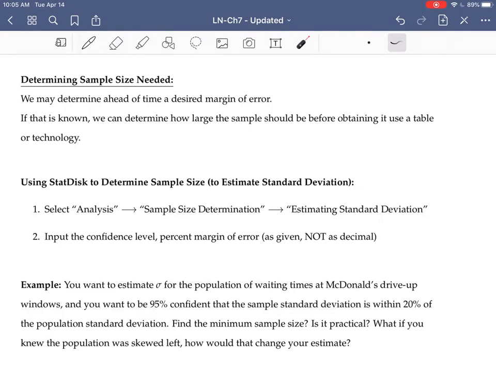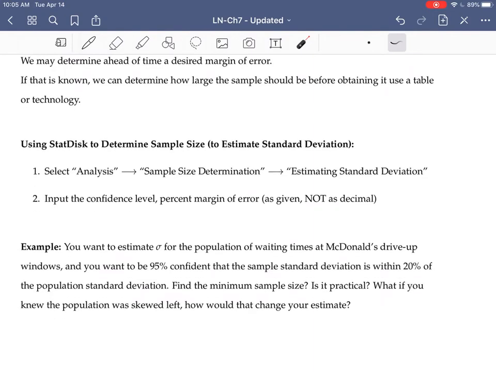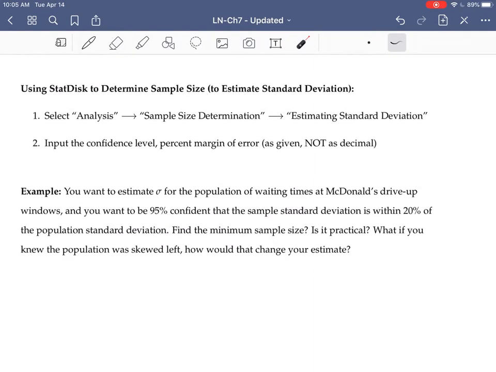or using technology. So, if we want to use technology, use StatDisk, then to determine the sample size to estimate a standard deviation, we will select Analysis, then we will choose Sample Size Determination, and then we will choose Estimating Standard Deviation. We will need to input two different values. So we will input the confidence level that we are going to use and the percent margin of error.